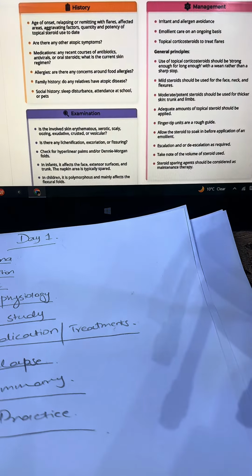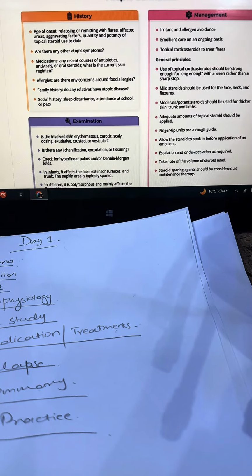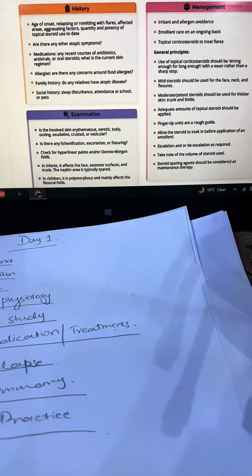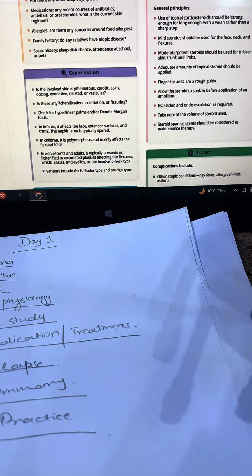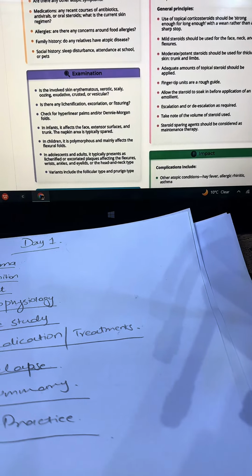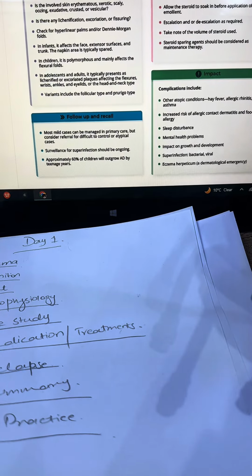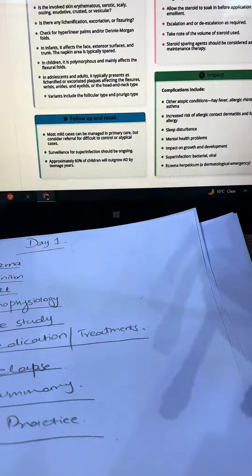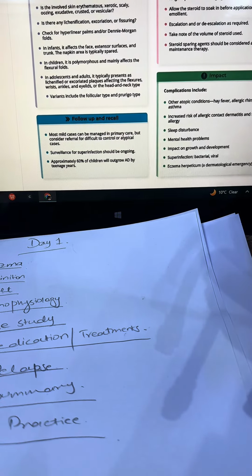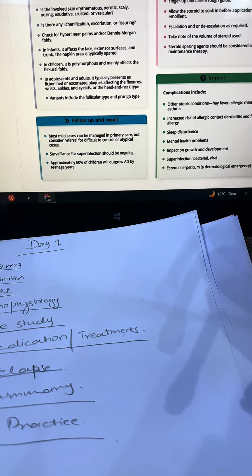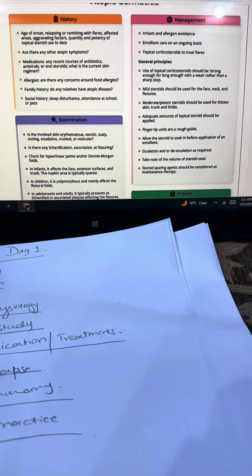Okay, here is the summary. In history, we may discuss age of onset, medication, allergens, and the family history. On examination, we may check oozing, erythema, and xerosis of the skin. In the follow-up, most mild cases can be managed in primary care, but we can consider referral for difficult to control or atypical cases.